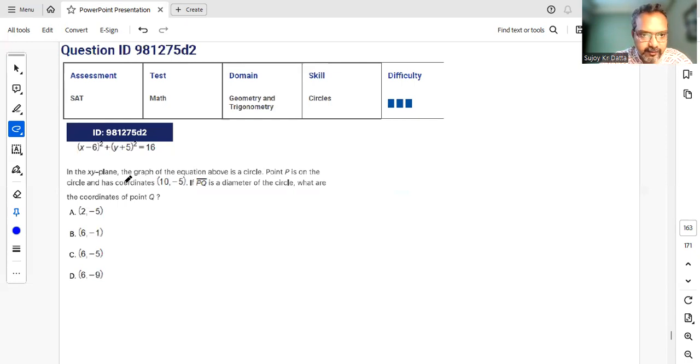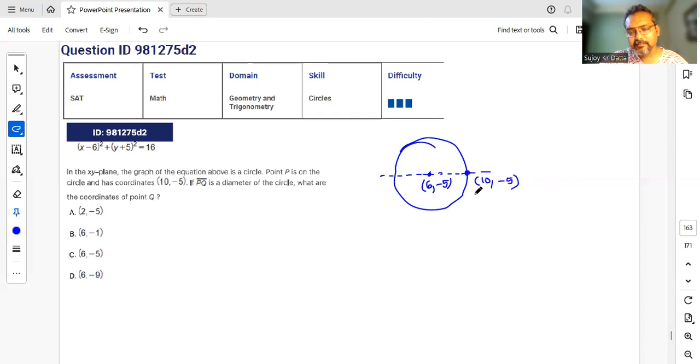So this we have as an equation of a circle. Point P is on the circle. PQ is the diameter. So basically they're saying you have this circle whose center point is 6 comma minus 5. Then P is on the circle, and the coordinate is 10 comma minus 5. So that means the X values are changing. It's along the same Y value, right? Because it is 10, minus 5. So that means along the same horizontal line.